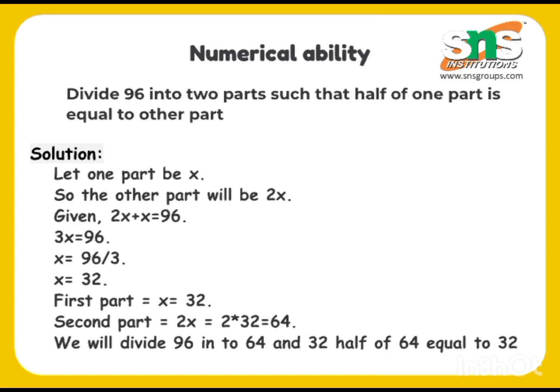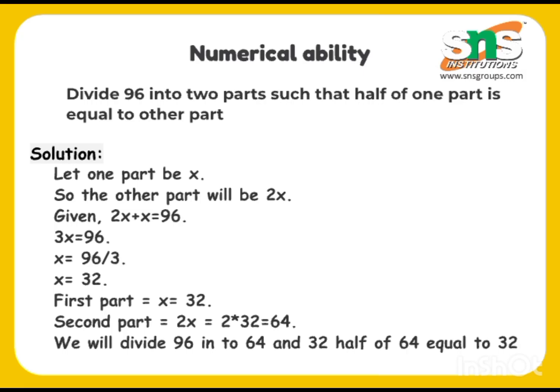You've got the first part. The second part will be twice of the first part, so that is equal to 64. So when you divide 96 into two parts, one part is half of the other part. You can see from the answer itself, 96 into 64 and 32. 64 is nothing but twice of 32. So this is how you will form the statement. Whenever you see a statement question, form an equation and then solve it.